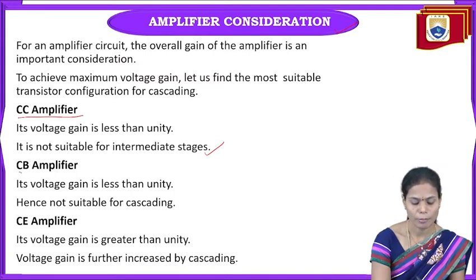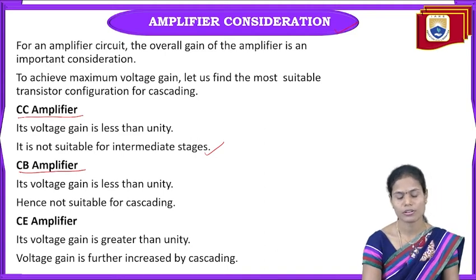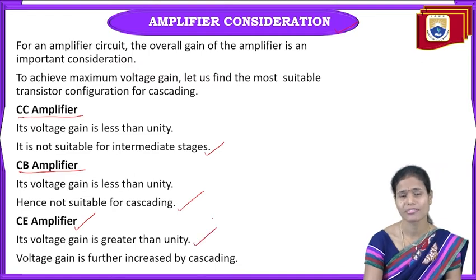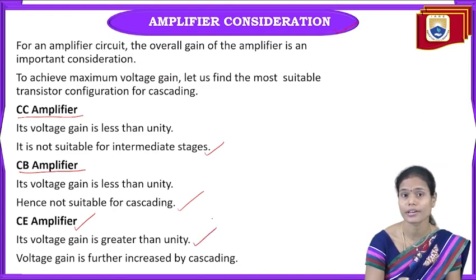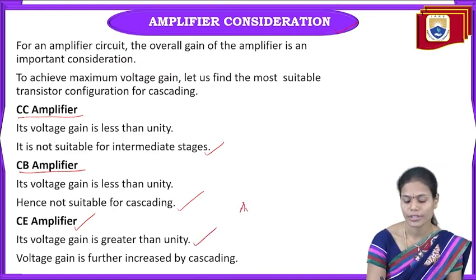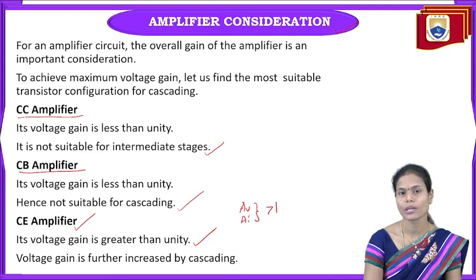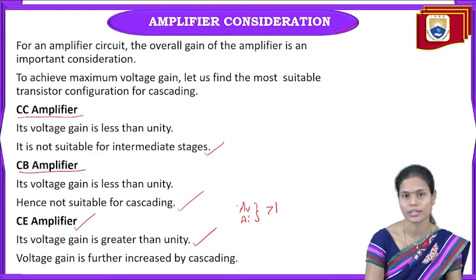And if we take the common base amplifier, in this case also the voltage gain is less than 1, so it is not useful for cascading purposes. And if we take the common emitter amplifier, in this case both the voltage gain and the current gain are greater than 1. So because of this reason, the common emitter amplifier is mostly suitable for making the multi-stage amplifier.